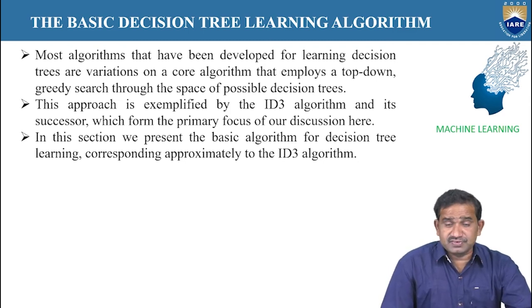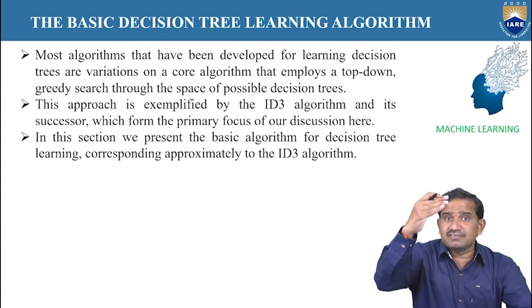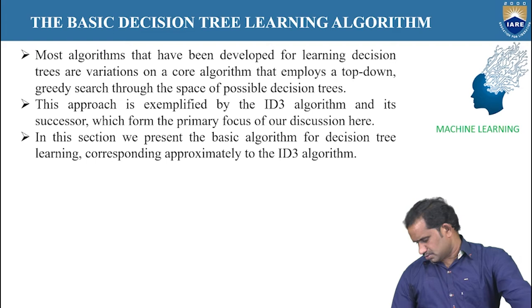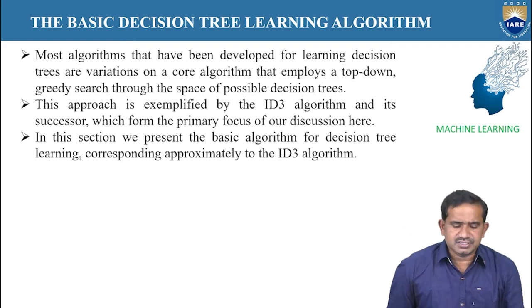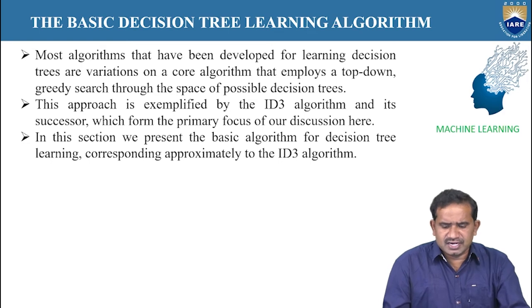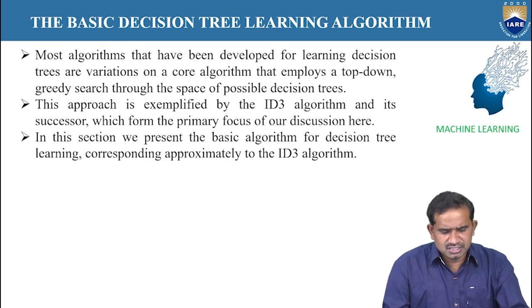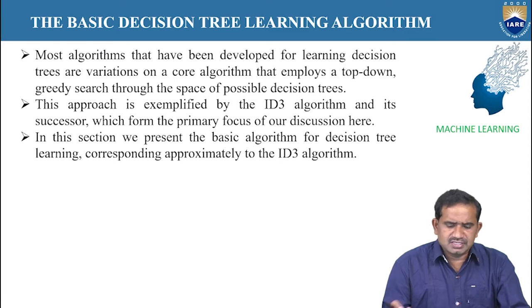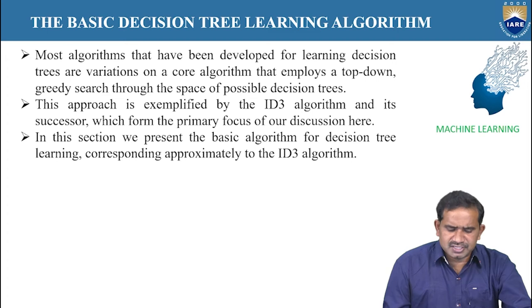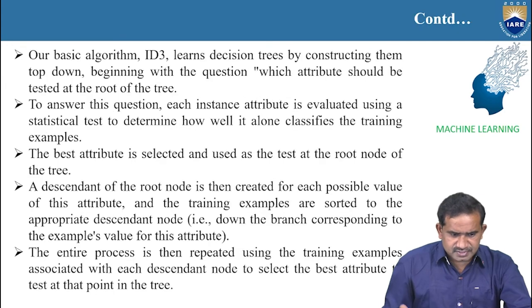It is a top-down approach because we start from the root node, then go one by one down the depth of the tree. Next, this approach is explained in the ID3 algorithm, which is the primary focus of our discussion here. We discuss the decision tree learning algorithm, that is, ID3. Next, we discuss the algorithm with examples in ID3.